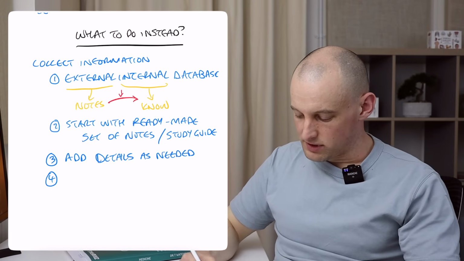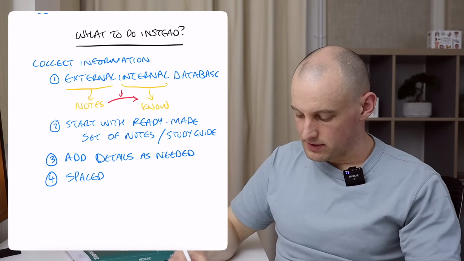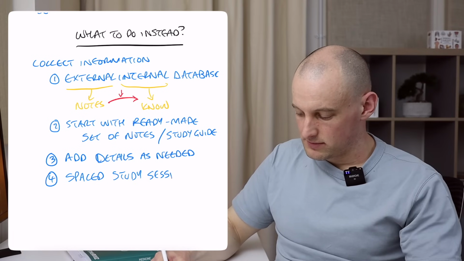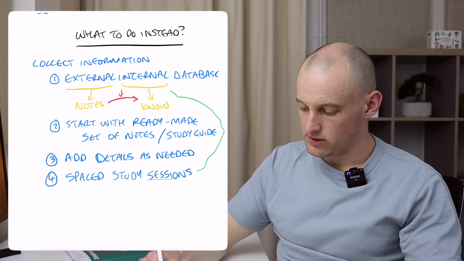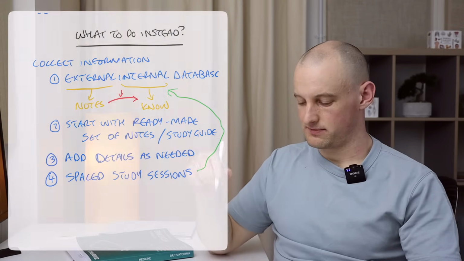And then the fourth thing is spaced study sessions in order to transfer it to your internal database. So that's the internal database method, which solves this problem of collecting together information by kind of rapidly collecting information and then focusing on transferring it to your internal database, which is what's in your memory.